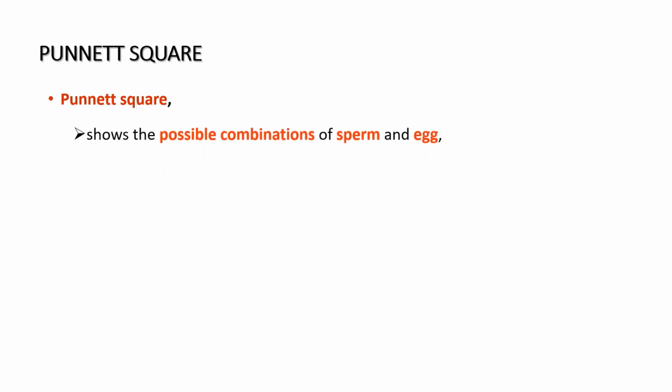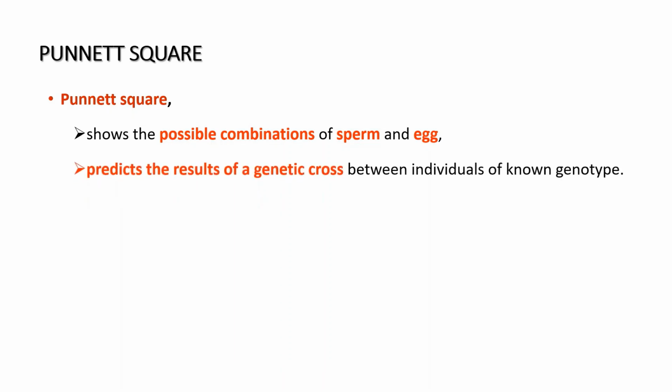Punnett square. A Punnett square shows the possible combinations of sperm and eggs during fertilization. A Punnett square also predicts the results of a genetic cross between individuals of known genotype. From this, you can predict the genotype of the offspring. Next, a Punnett square can also predict the genotypic ratios and the phenotypic ratios of the various offspring from a cross of two individuals.